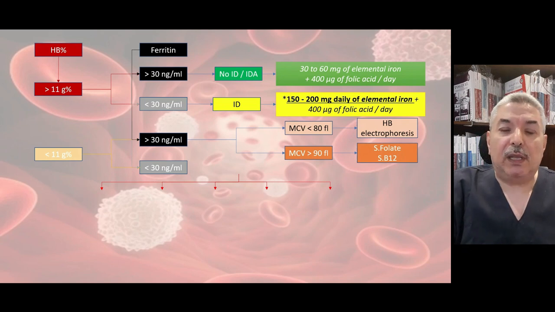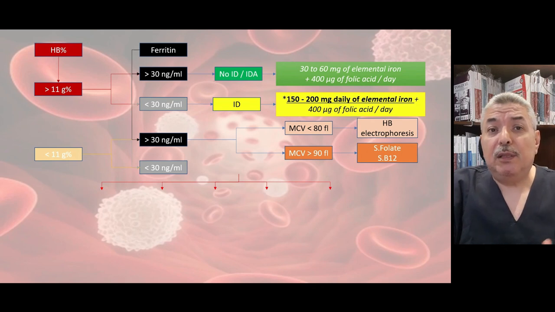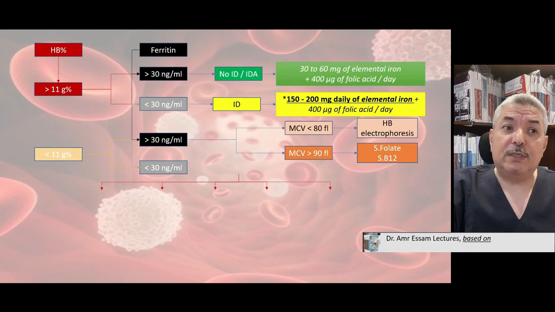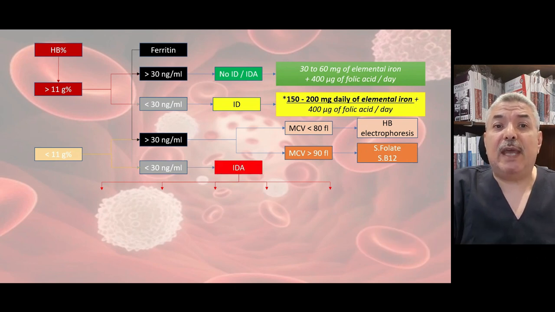So basically we can check the mean corpuscular volume to see if it's megaloblastic anemia, or if it's microcytic anemia but not iron deficiency anemia, the patient may have thalassemia or something, so we do hemoglobin electrophoresis. But if the hemoglobin percent is less than 11 gram percent and the stores are less than 30 nanogram per milliliter, this is iron deficiency anemia.